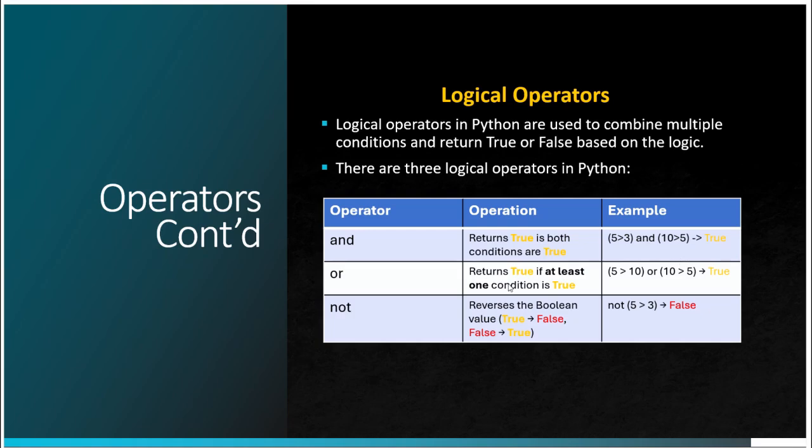And in OR, if it returns true for at least one condition that we have defined, then the answer it will return is true. So in this case, 5 is greater than 10 or 10 is greater than 5. Is 5 greater than 10? No, it is not. But is 10 greater than 5? Yes, it is. So it is going to return true.